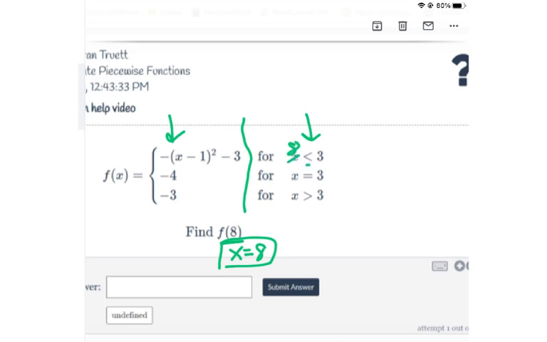Is 8 less than 3? No, it's greater than, so that's not the one I'm going to use. Is 8 equal to 3? No. Is 8 greater than 3? Yes. So then I look over and see what the condition is that I have to apply. And when 8 is greater than 3, my answer is negative 3. So I don't even have to do any math to figure that one out.